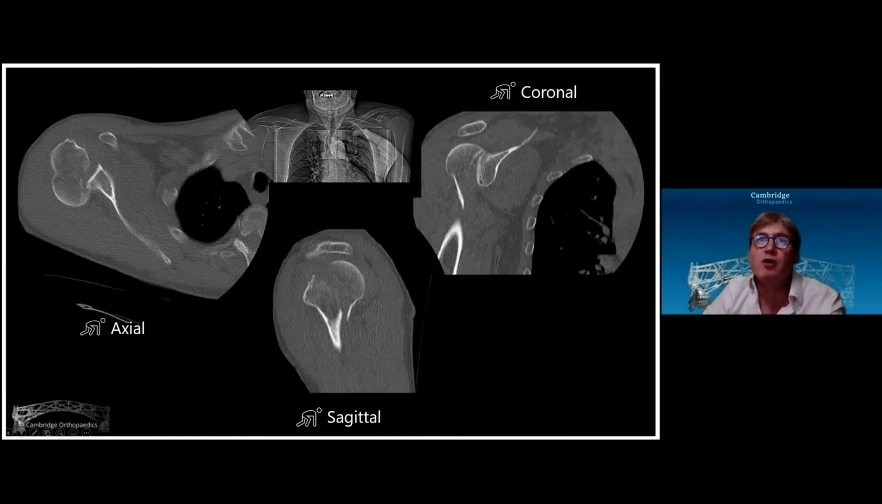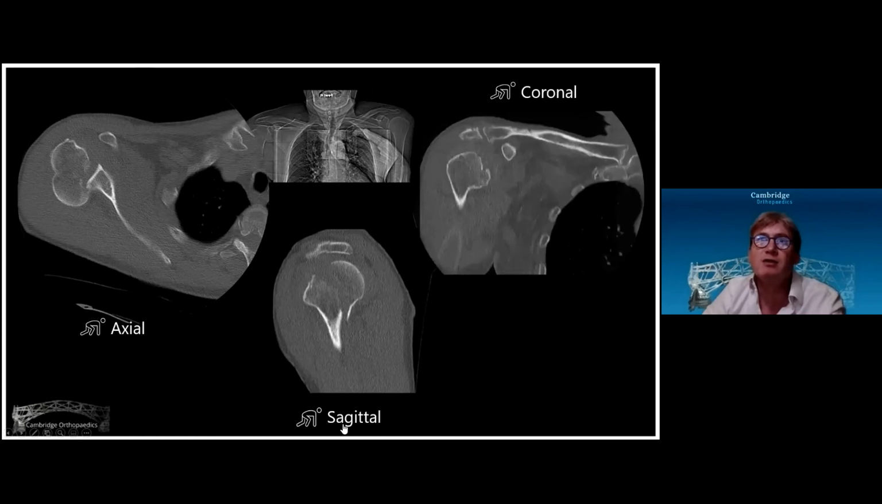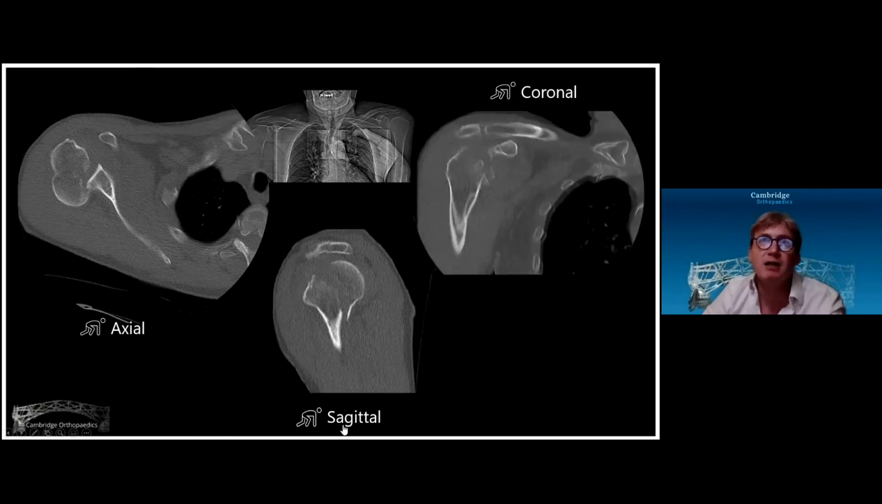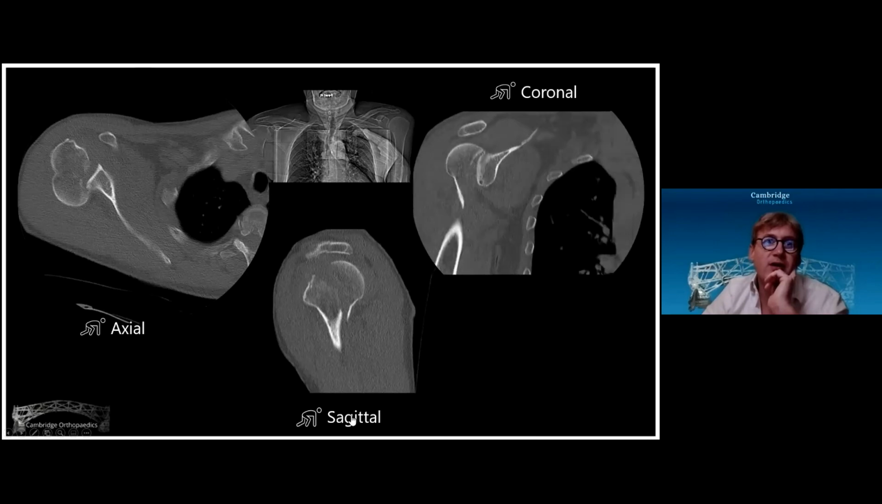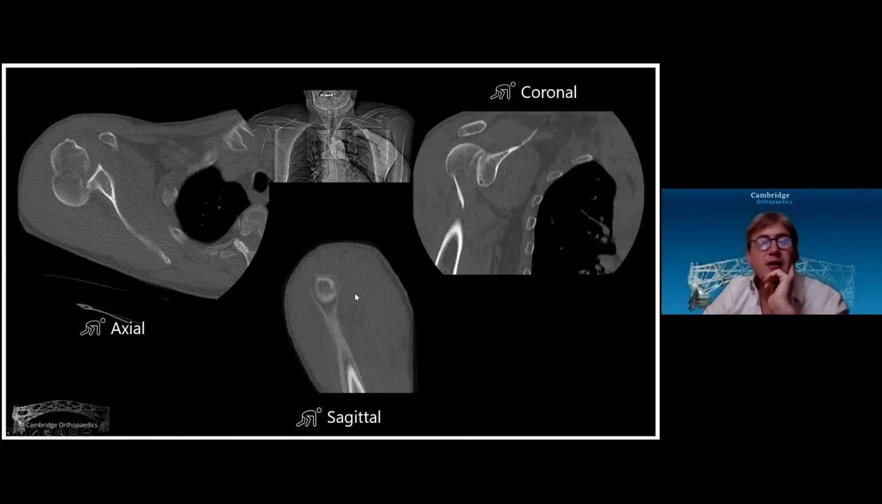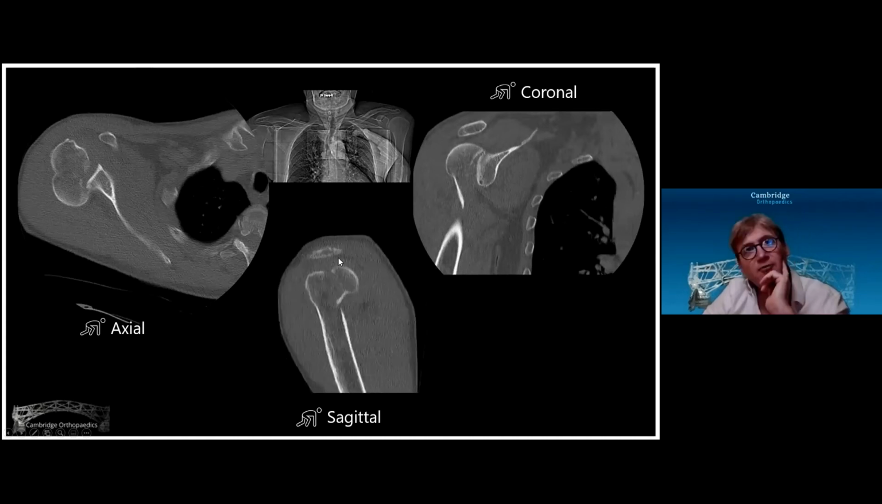What does the coronal view add for us? Don't think it adds much. Sagittal view, in fact, this is the slice on the sagittal view that is the winner. And I see this medial metaphyseal spike coming onto the head fragment. And what that medial metaphyseal spike and the head fragment tells me is that the blood supply to this head will revascularize. Because now we're thinking of Hertel's classification, aren't we?